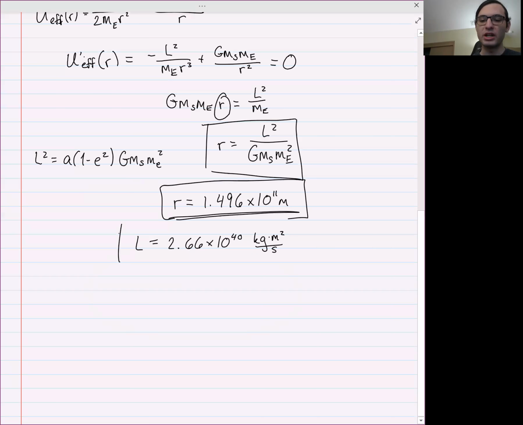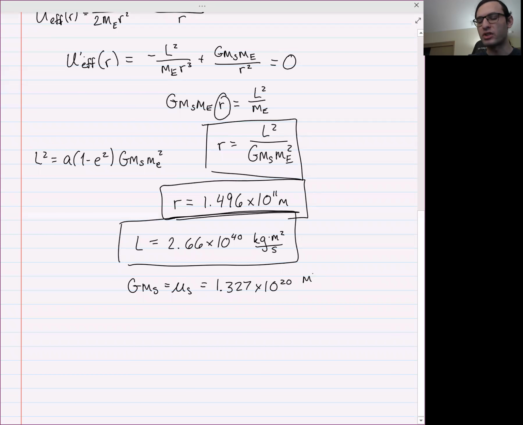So we needed L, we needed R. What else do we need? We need these quantities, so I'll give you those two. GM_S, which is the gravitational parameter of the sun. This is 1.327 times 10 to the 20th, and I think that's meters cubed per second squared. Let me think about that for a minute. No, that can't be right. It's newtons.